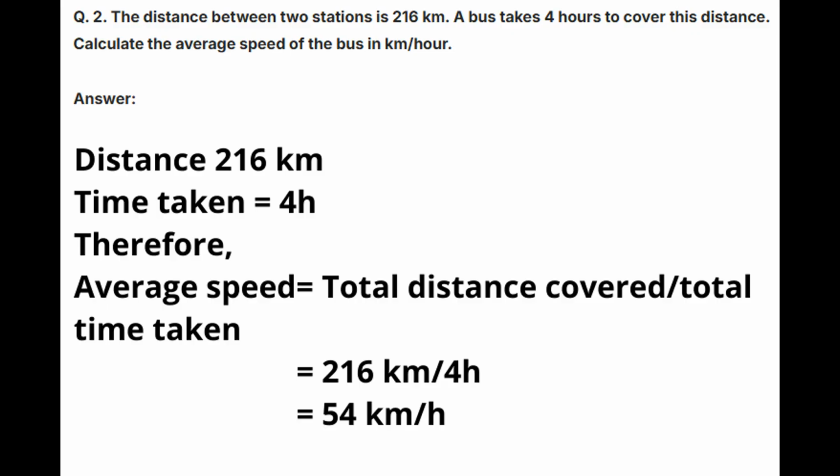Question second, the distance between two stations is 216 kilometers. A bus takes 4 hours to cover this distance. Calculate the average speed of the bus in kilometers per hour. Answer. Distance is 216 kilometers. Time taken is equal to 4 hours. Therefore, average speed is equal to total distance covered upon total time taken, which is 216 kilometers upon 4 hours, which is equal to 54 kilometers per hour.